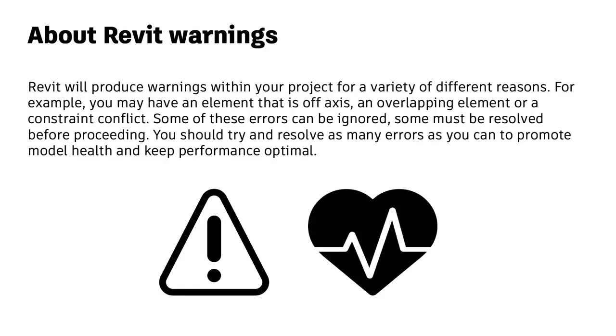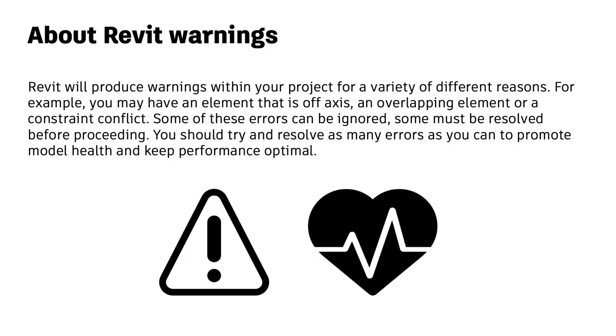Revit may produce warnings within your project for a variety of different reasons. For example, you may have an element that is slightly off axis, an overlapping element, or a constraint conflict. Some of these errors can simply be ignored, but some must be resolved before you can proceed. However, you should try and resolve as many errors as possible to promote model health and keep the performance of the Revit model optimal.